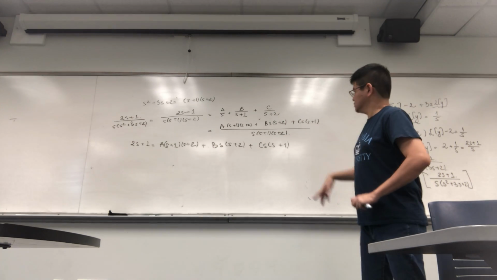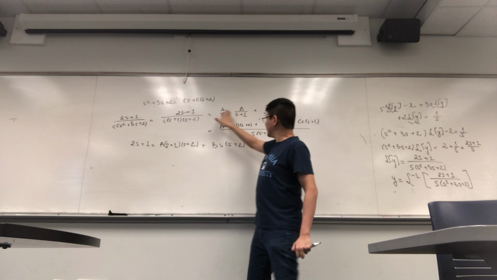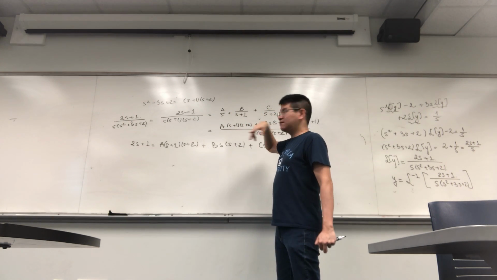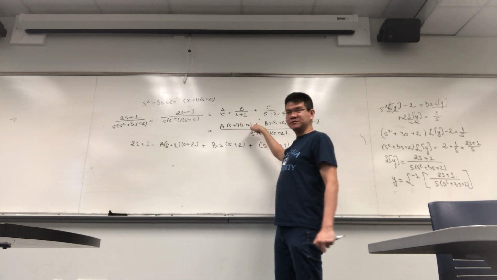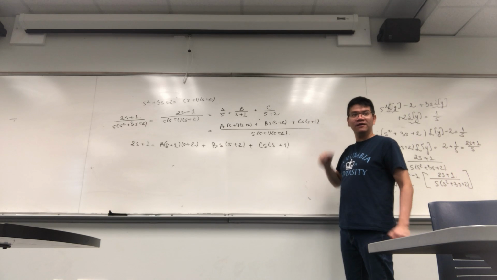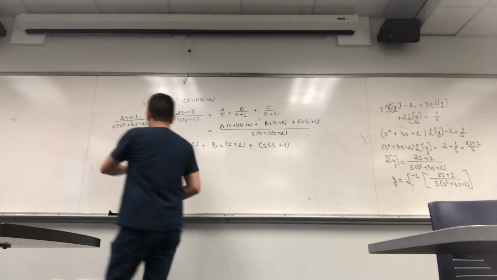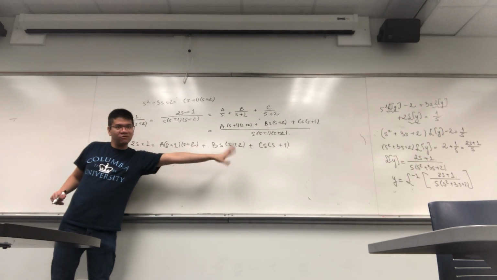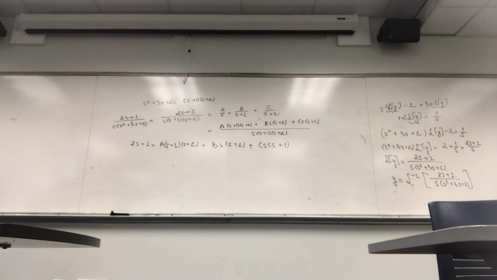When I split this like A over s plus B over s plus 1 plus C over s plus 2, this gives me A times s plus 1, s plus 2 plus B times s plus 2 plus C times s plus 1. Which means that 2s plus 1 is A times s plus 1, s plus 2 and all of the other terms. How do I find A, B, C? Set s equal to 0 and solve for A?